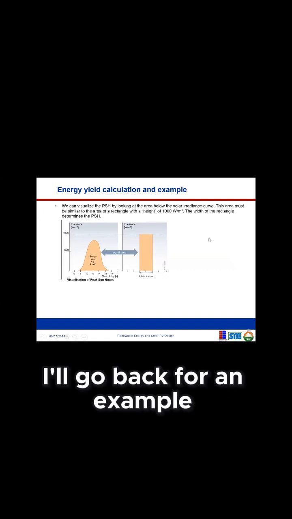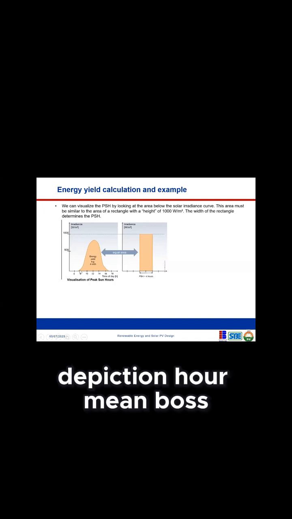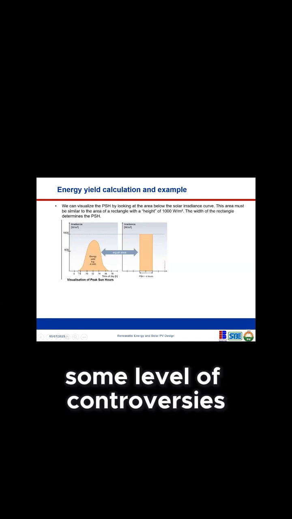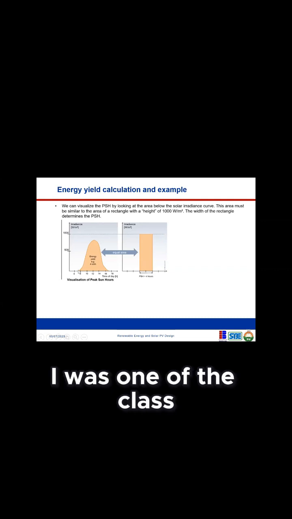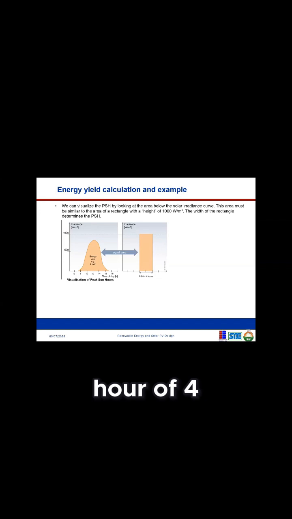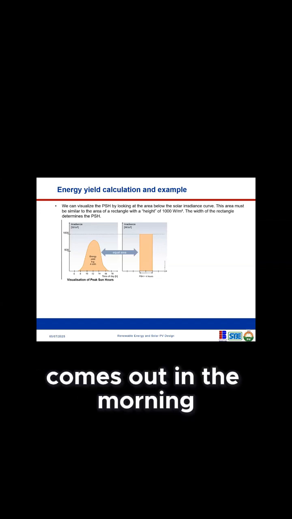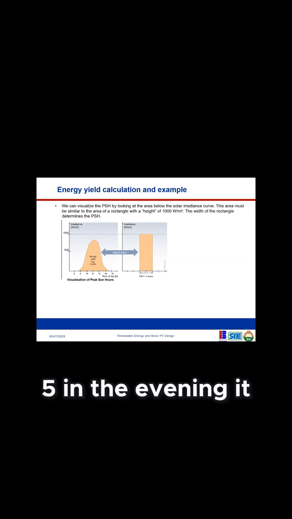Okay, let me use this to explain it. So let me just explain what the peak sun hour means, because it creates some level of controversy anytime I bring this up. I was in one of the classes and I said that if you're doing your design, you should consider a peak sun hour of 4 or 5. And somebody said, no, the sun comes out in the morning and it stays till around 4 or 5 in the evening. It cannot be 4 or 5 hours. I said, okay, that's not what I mean.